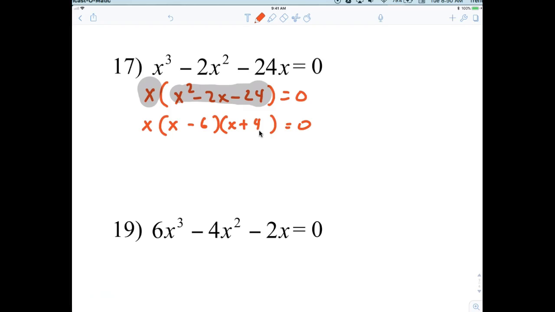Now you're setting how many factors equal to 0? 3. So x can be 0, or x can be 6, or x can be -4. Now, hopefully you understand why 0 is logical, because 0 cubed is 0. 2 times 0 squared is 0. 24 times 0 is 0. Everything is a 0. Good for you.